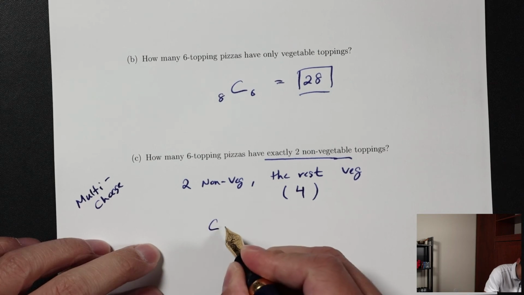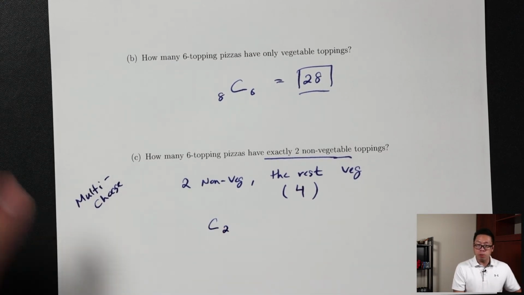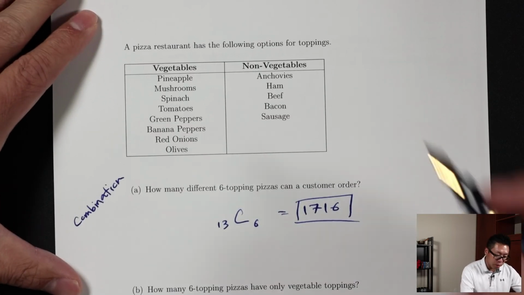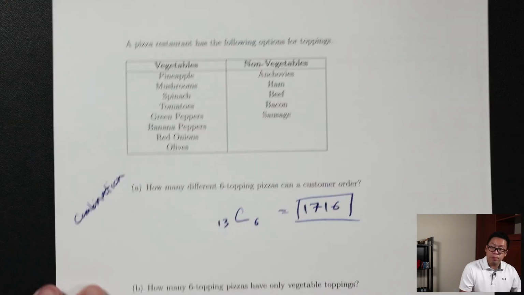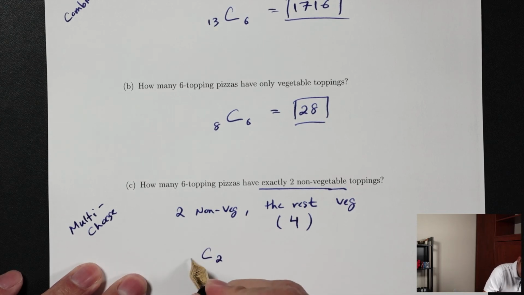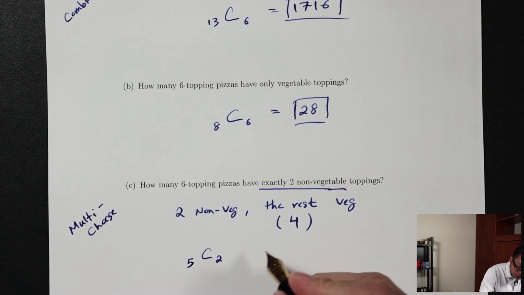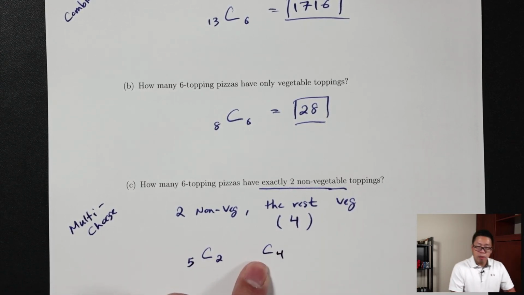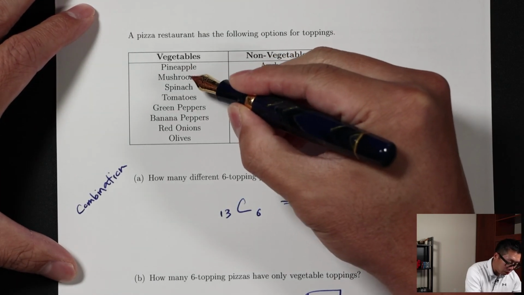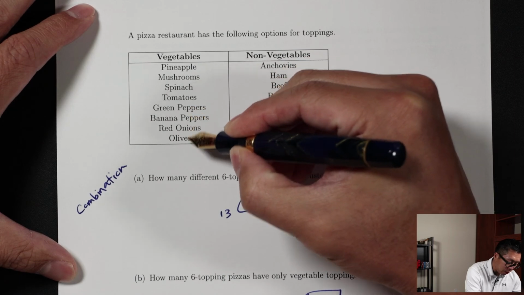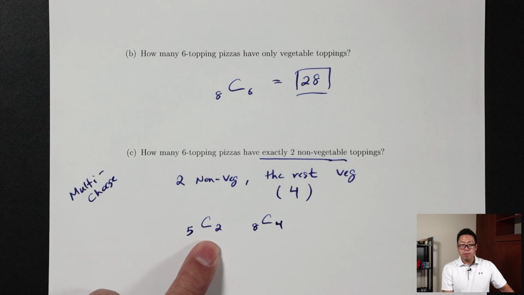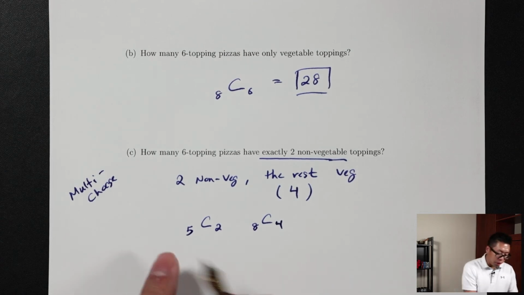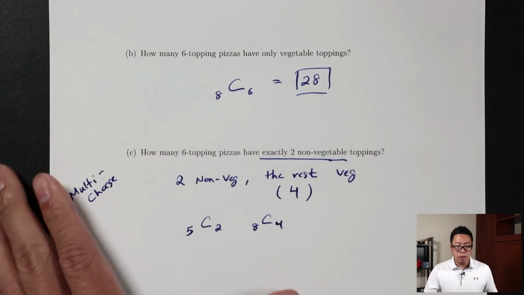So first, I'm going to choose 2 from the non-vegetables. Non-vegetables total is, here's non-vegetables, 1, 2, 3, 4, 5. So 5 choose 2. And then for the vegetables, I'm choosing 4 from the vegetable list. Vegetable list was 1, 2, 3, 4, 5, 6, 7, 8. So 5 choose 2, and then 8 choose 4. Do each of those separately on a calculator.